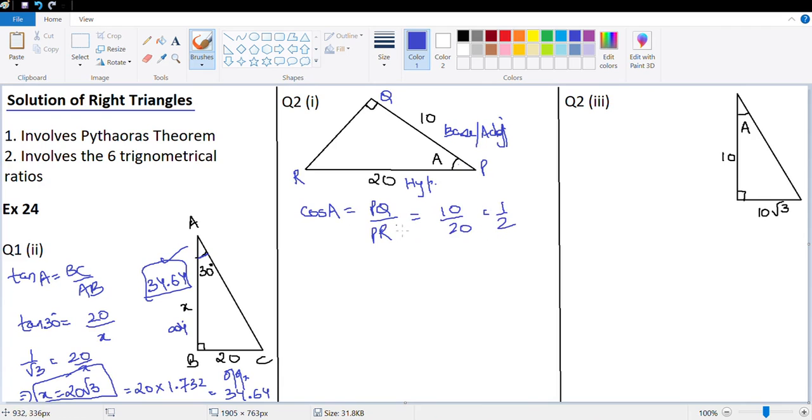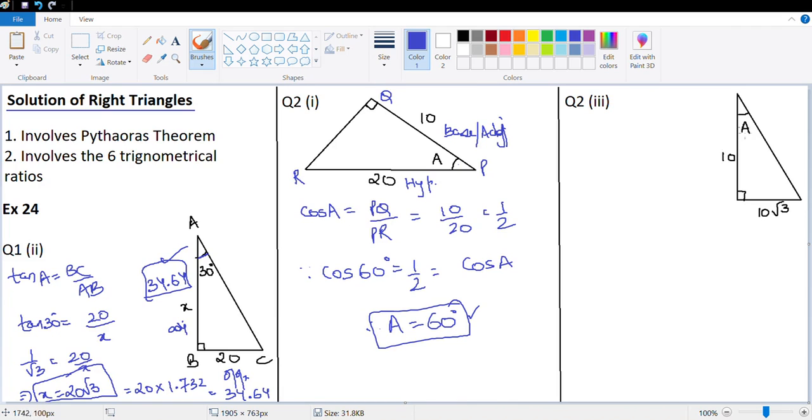Now, which value of cos is half? Cos 60 degree. Since cos 60 degree is equal to half is equal to cos A, therefore A is equal to 60 degree. So this is a combination of what we did in our previous chapter, which was trigonometrical ratios of standard angles. Let's look at question number 2, part 3.